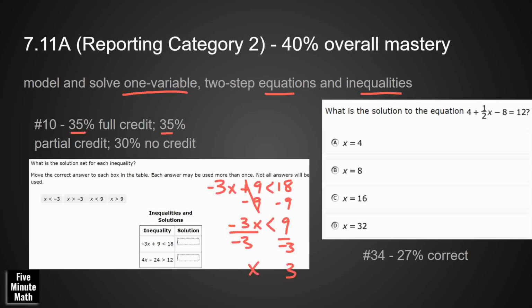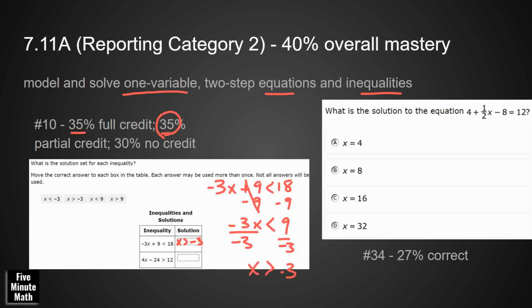When you multiply or divide by a negative, you end up flipping the inequality. That's just one of the mathematical rules. And if students miss that, then they're going to obviously get this one wrong. Because as you can see, x is less than negative 3 and x is greater than negative 3 are both answer choices here. And the students that got partial credit, my guess is that they might have missed that first one.